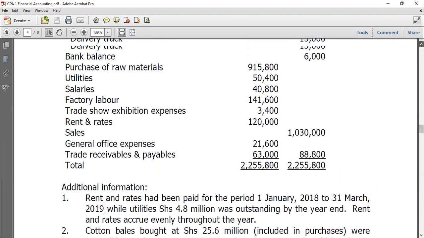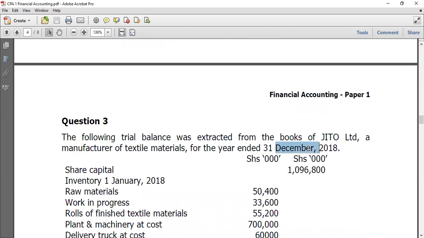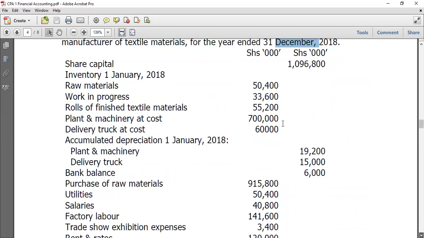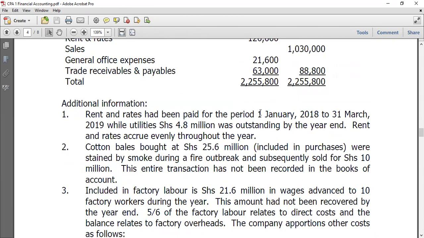Let's just look at what is the end of the financial year. The financial year ends on 31st December. So if there is anything that is paid beyond 31st December, like you're saying, they paid from 1st January 2018, moving to the next year, because the year ends on December 2018. So moving to 31st March 2019 means that there is some portion that relates to the 3 months of the financial year 2019. And then they are saying that utilities, shillings 4.8, was outstanding by the year end.